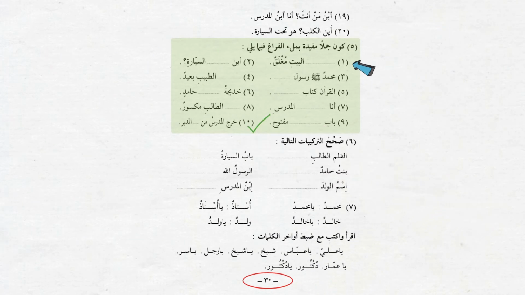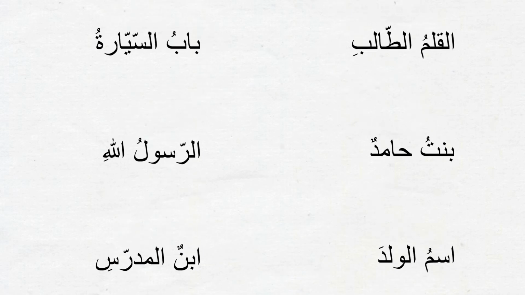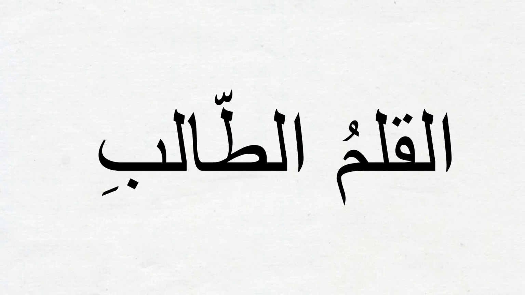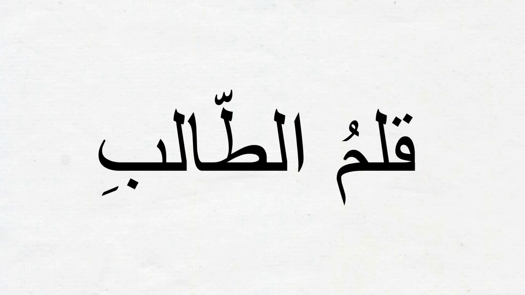Let's move on to the next exercise on the same page, which is exercise number 6. Here we need to correct the constructions given. This is a fun exercise. All these IDHOFAH combinations given here are wrong in one way or another. We need to figure out what is wrong with them. Let's start with the first one. القلم الطالب. What is happening here? What do you think is wrong? The ism al-qalamu is mudaf, so it should not have al article. The correct way will be qalamu at-talibi.